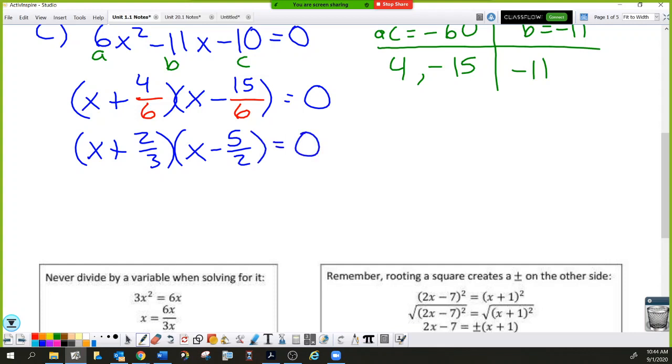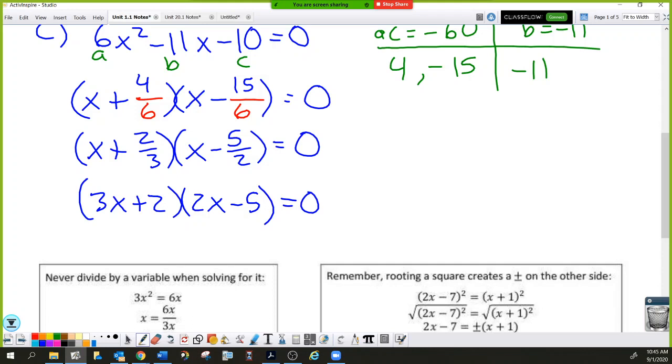Now, obviously, I'm not technically finished factoring. If you would like to finish factoring, what you would do at this point is take the denominators and move them to the front of the X. So this one would say 3x plus 2, and this one would say 2x minus 5. There was no guessing and checking. But you don't actually have to even go that far.